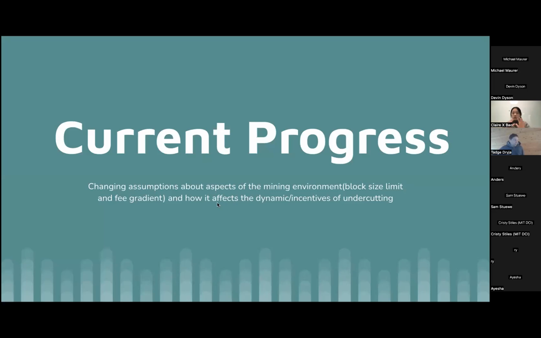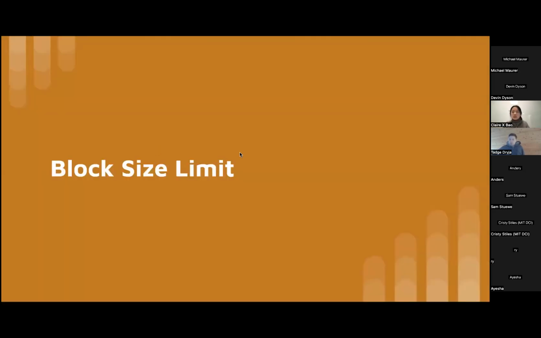So now that you understand in general what the attacks are and how we're measuring it, I'll dive deeper into the current progress we've made in our research, starting off with adding the idea of a block size limit to our mining simulator.